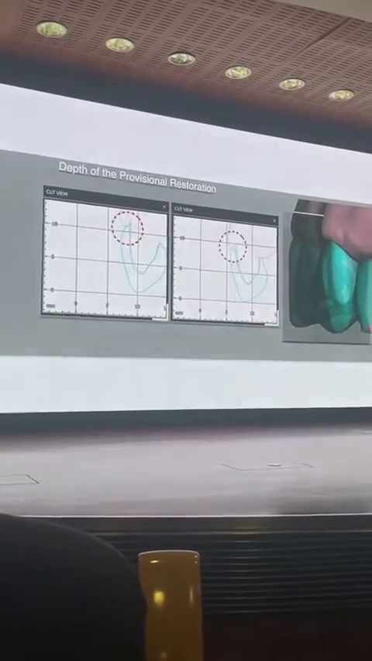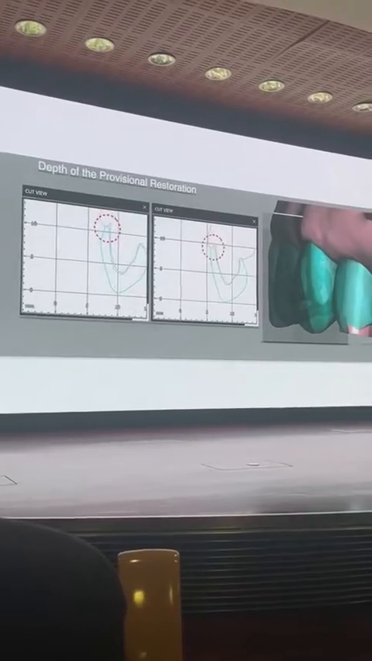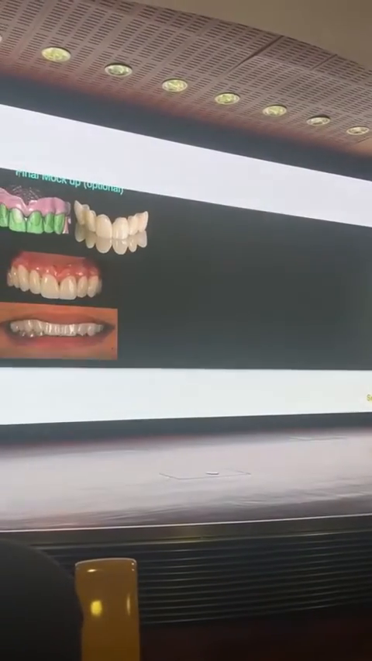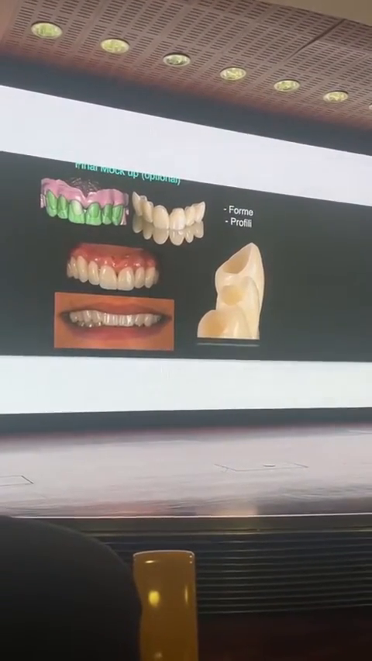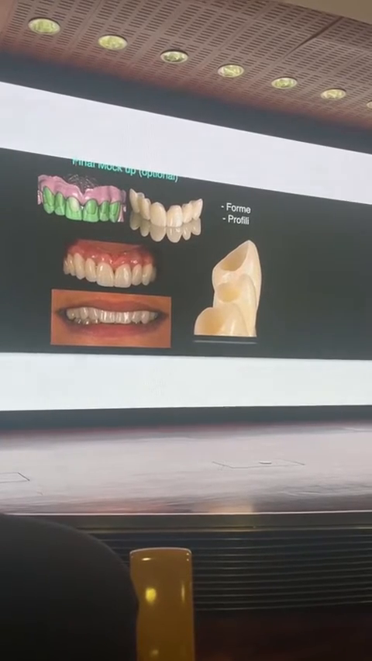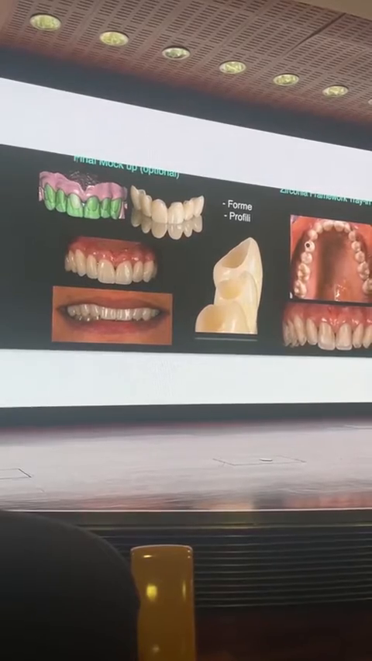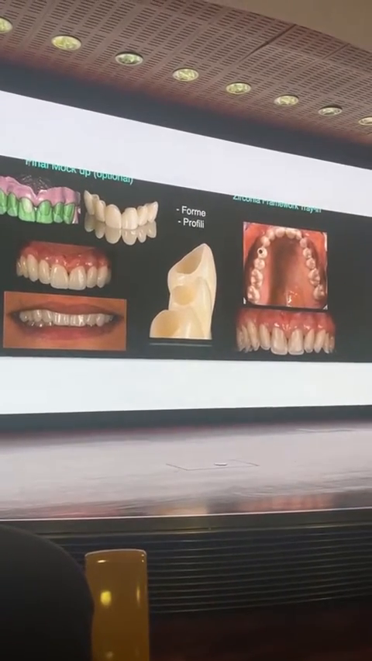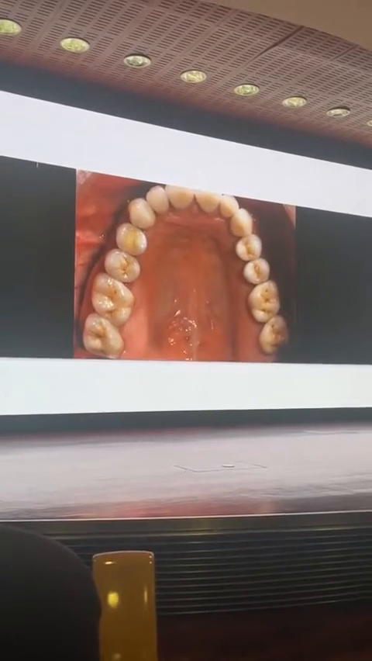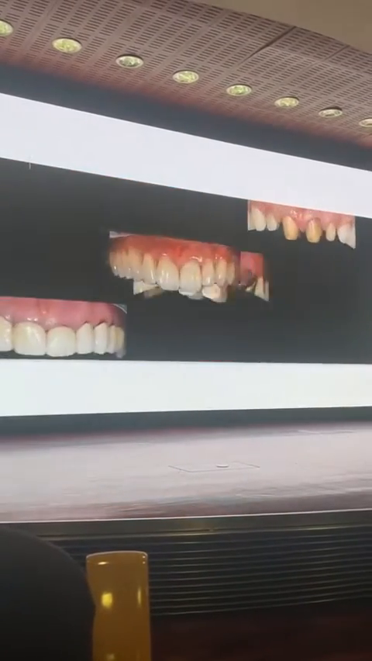So there is a lot that the restorative dentist has to do in order to, let's say, make our tissue grow. But really, I absolutely believe that soft tissue management without a good restoration does not have the final outcome that the patient would like to have.